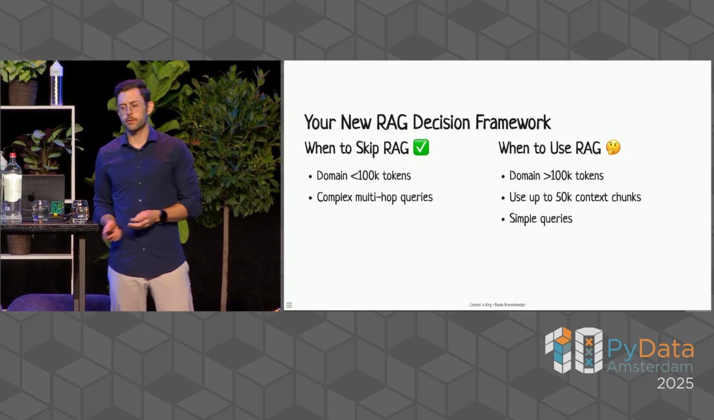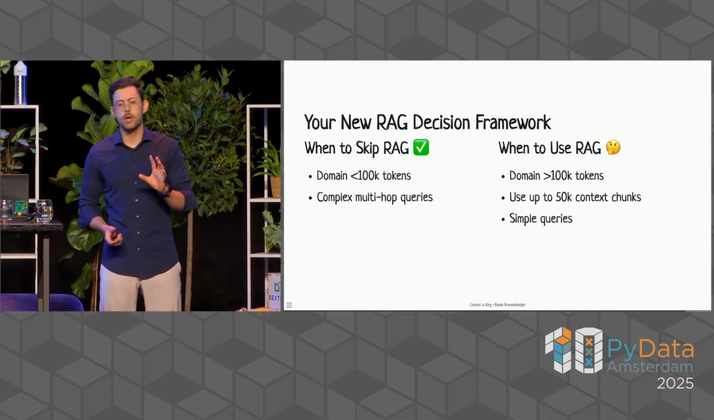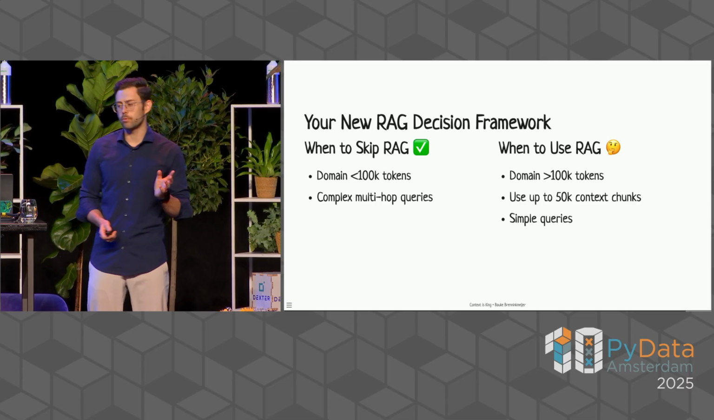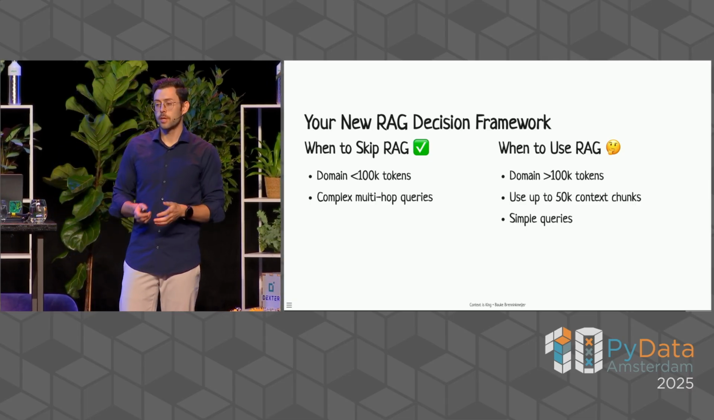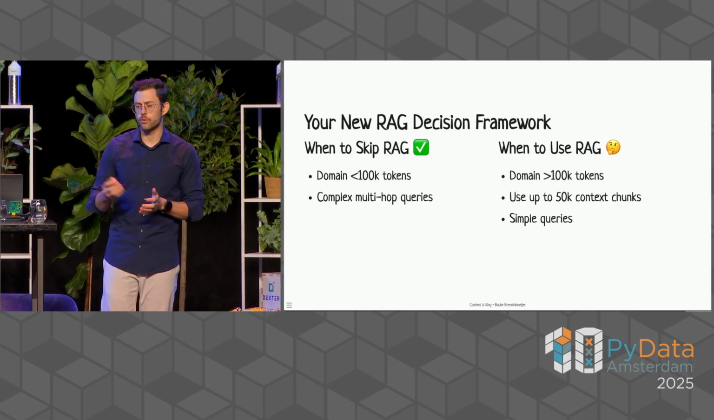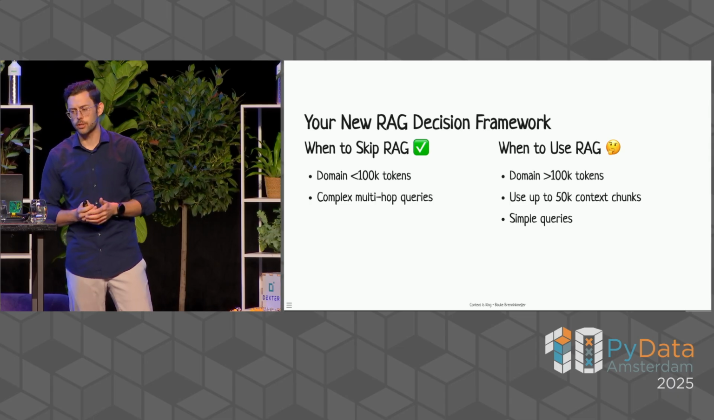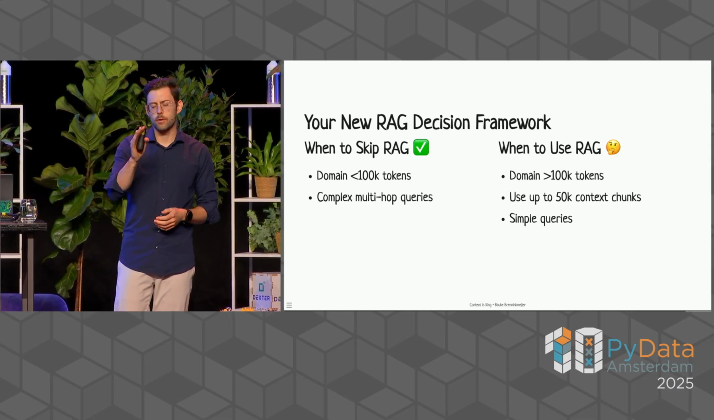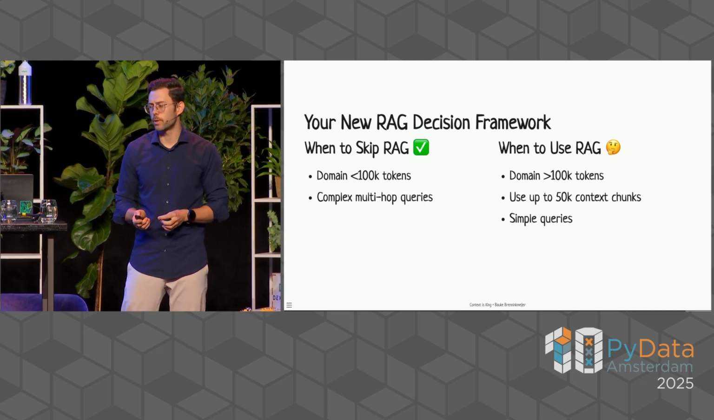So your new RAG decision framework, when to skip RAG: if it is less than 100,000, or when you have a complex domain, I would advise you try to look elsewhere first. When to use it: if it's more than 100,000, for sure try it. Use up to 50K context chunks. That was kind of where I found the balance point. And especially if you have simple queries, it should be okay.